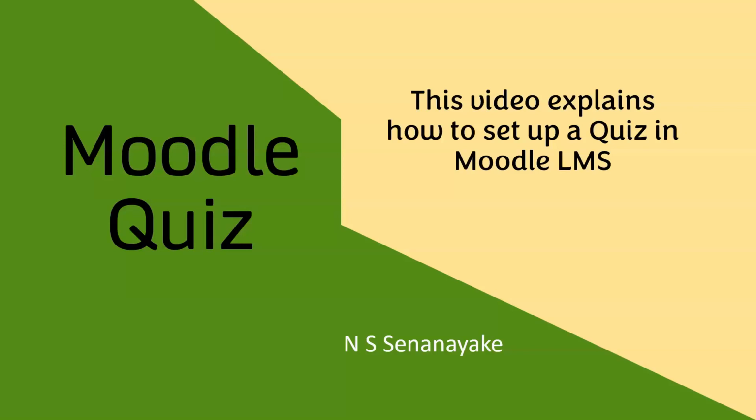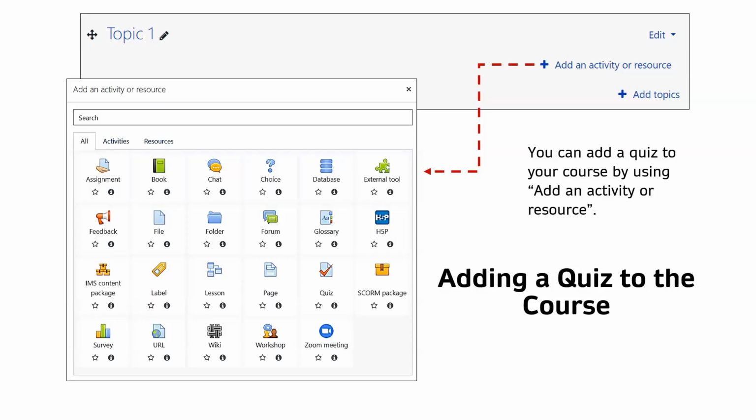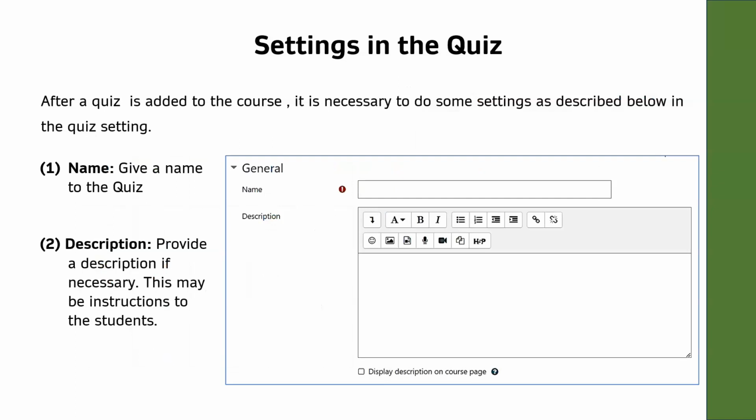This instructional video demonstrates the process of integrating a quiz into the Moodle Learning Management System, LMS. You can add a quiz to the course homepage by using Add an Activity or Resource tab in a topic. After a quiz is added to the course, it is necessary to do some settings as described below in the quiz setting.